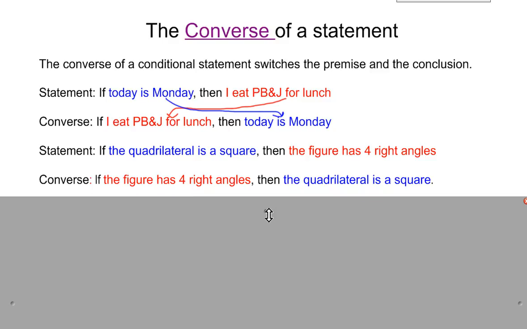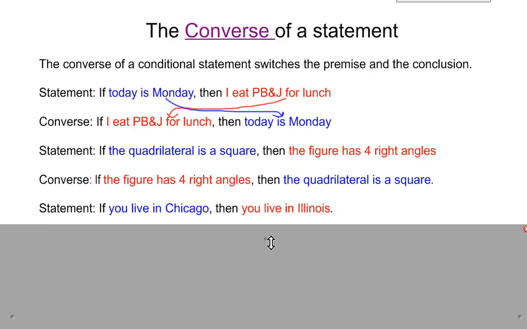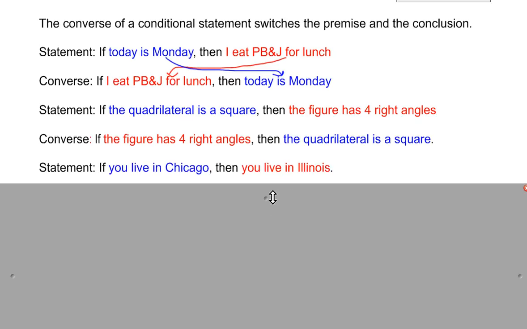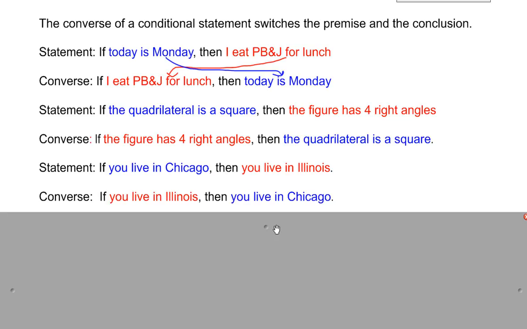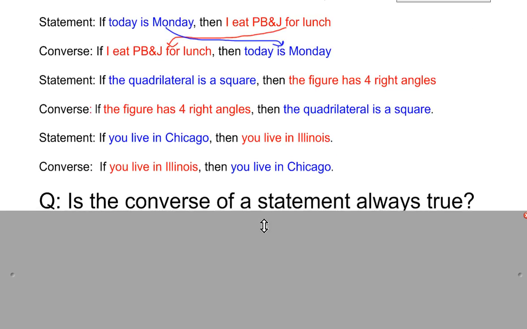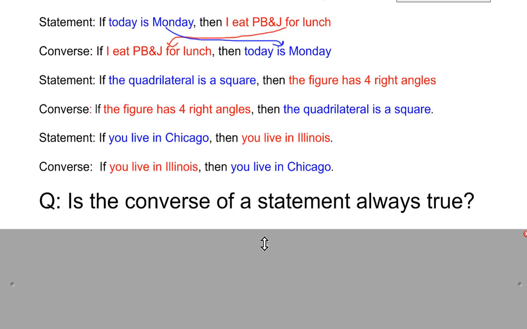Let's take a third example. If you live in Chicago, then you live in Illinois. So switching the premise and conclusion, the converse will look like this. If you live in Illinois, then you live in Chicago. So the question is, is the converse of a conditional statement always true?